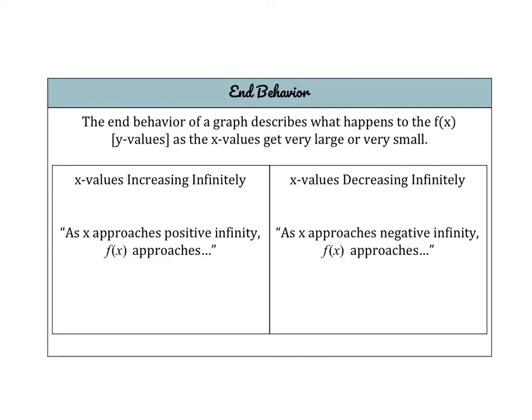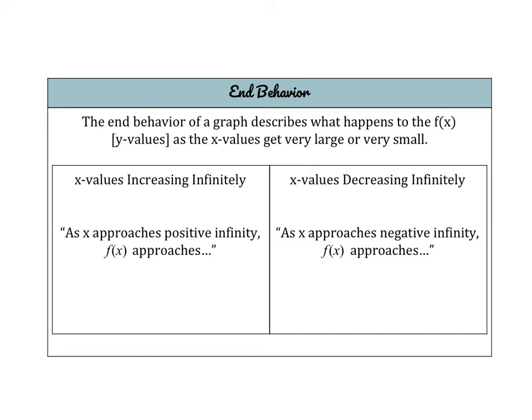Okay, so first we're going to talk about how to describe the end behavior of a graph. So the end behavior of a graph describes what happens to f of x, which is the y values, as the x values get very, very, very large or very, very, very small, so towards the ends of the graph. So there's two sides that you need to be able to describe.